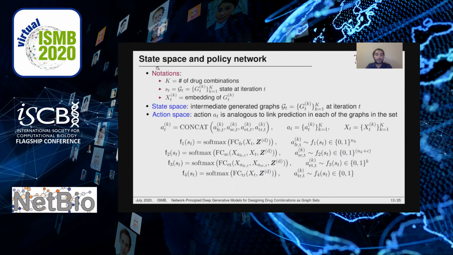In this slide, I will talk about the state space and the policy network of our RL model. The state space is the intermediate generated graphs. The action space is which node or edge we want to add to the current generated graph. For example, what is the first node that we should add? What is the second node that we should consider? What type of edge is between these two nodes? Is this the final step or not? So these are the four actions that we will do at every iteration.